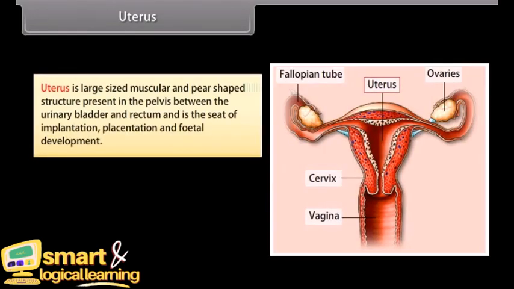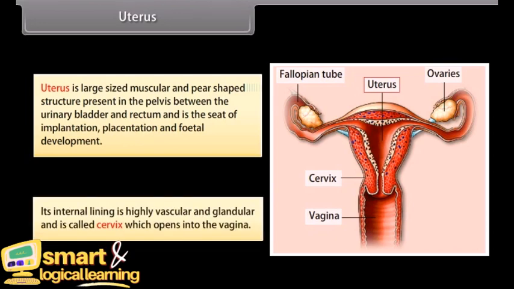Uterus. Uterus is a large-sized, muscular and pear-shaped structure present in the pelvis between the urinary bladder and rectum and is the seat of implantation, placentation and fetal development. Its internal lining is highly vascular and glandular, and its lower part is called cervix, which opens into the vagina.